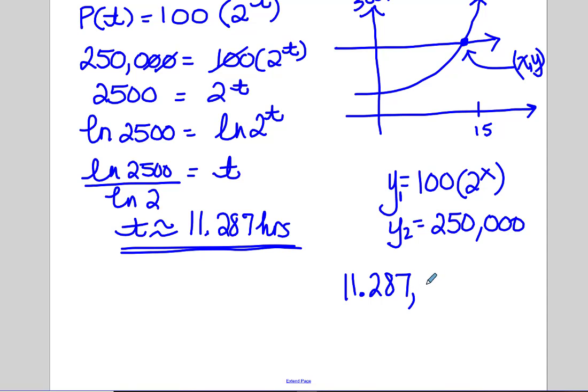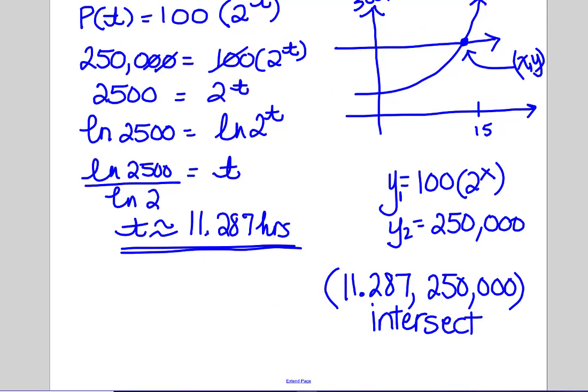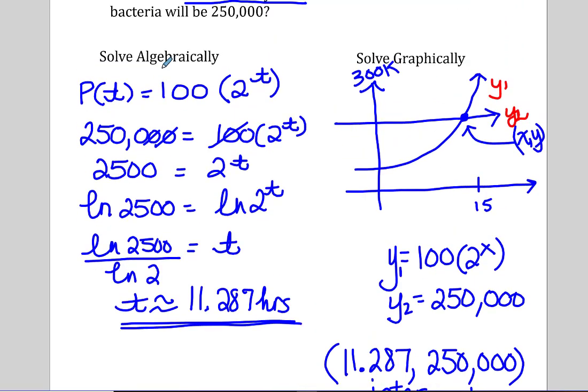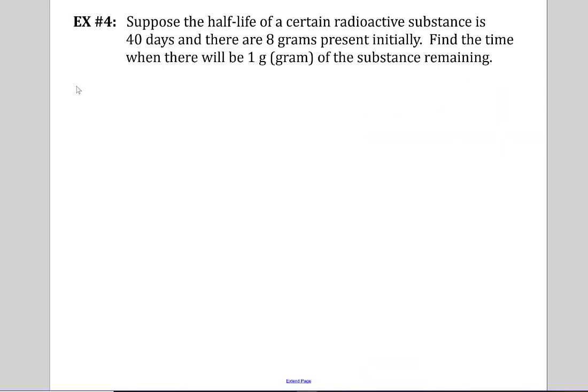So when x is 11 hours, y is 250,000. That's our intersection point. That's where the two graphs intersect. So we're using that approach where this one is your y2 graph, the 250, and this curvy one is our y1 graph, the population model. This one's y1. And this side here is y2. Okay? So just using a calculator to solve what we already knew algebraically.